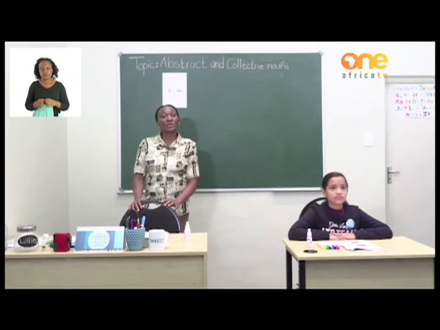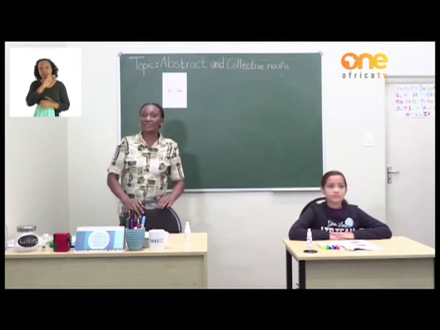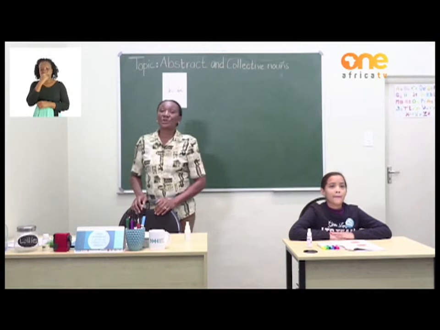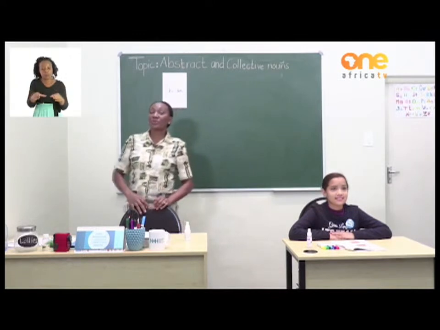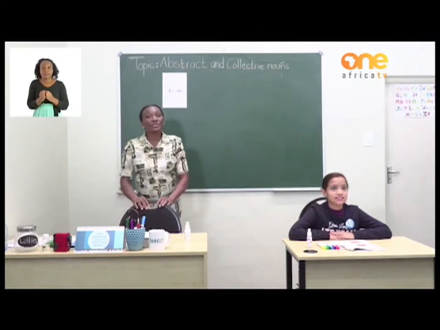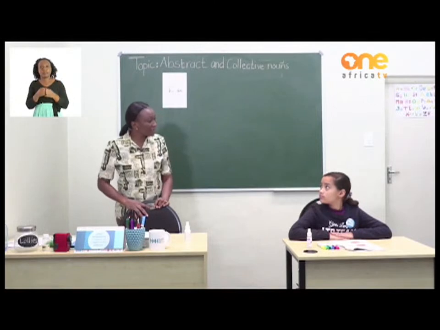We are going to move on to collective nouns. Chanel, what is a collective noun? A collective noun is a name we give to a group of people, a group of animals, or a group of objects. Now, we are going to look on page 16. You can see there are examples of collective nouns. Instead of saying the kitten and the kitten and the kitten, we say a litter of kittens.